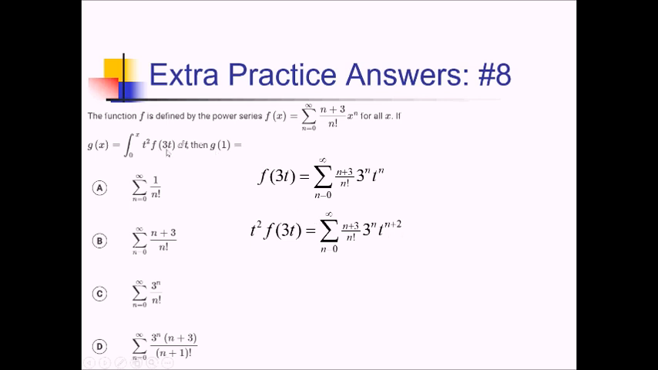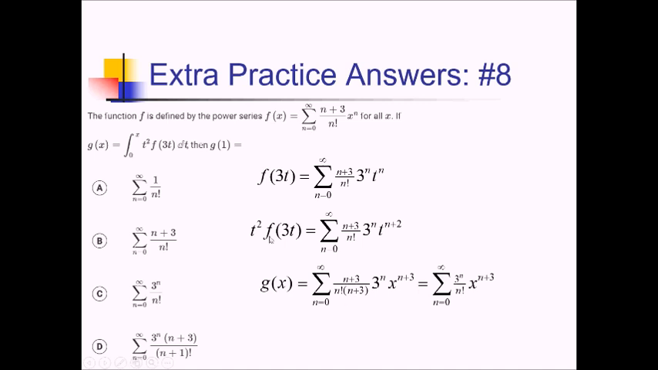Next, we're taking the antiderivative, the integral of all this stuff. So g of x then, just as a general function, we're still going to have n plus 3 over n factorial. We have 3 to the n, but now this gets bumped up to an n plus 3 here, and we're going to divide by n plus 3. And while we're at it, we're going to replace t with x. We can clean this up a little bit. N plus 3 over itself, that's going to cancel. So this is really 3 to the n over n factorial times x to the n plus 3.